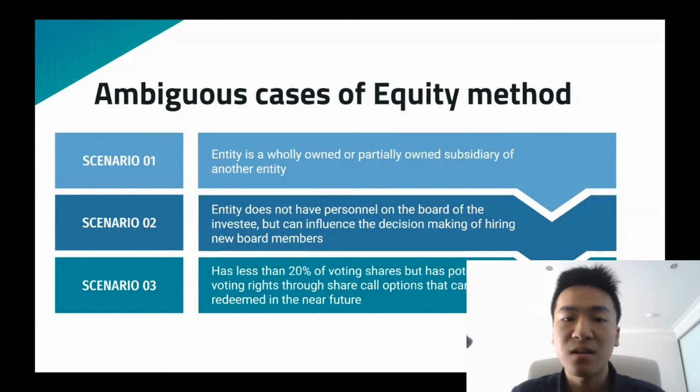In cases where the entity that's purchased the investee is a subsidiary of another parent company, they don't have to use the equity method and can use consolidation.